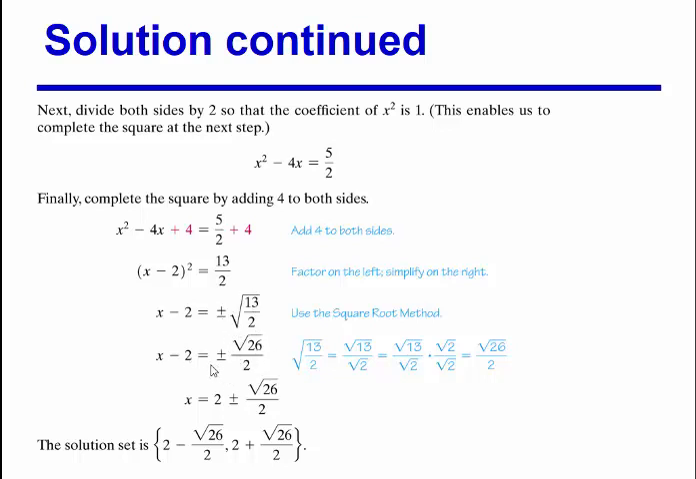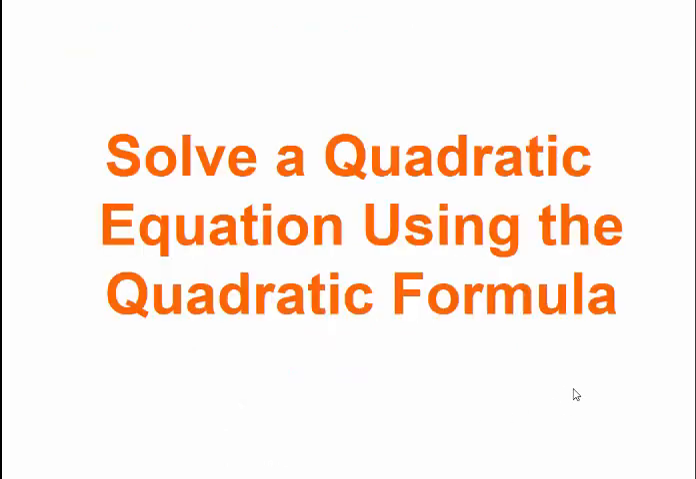And what they did here is simply they rationalized the denominator. So they multiplied top and bottom by the square root of 2, which gave the square root of 26 over 2. And then once you have that, we just add 2 to both sides, and we end up with 2 minus square root of 26 over 2 and 2 plus square root of 26 over 2.